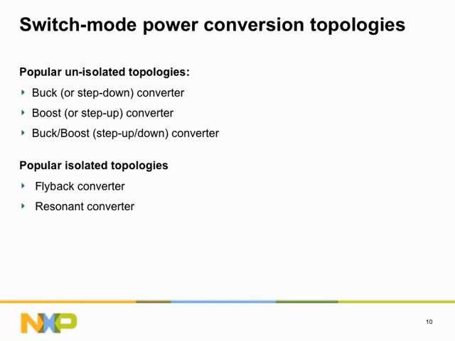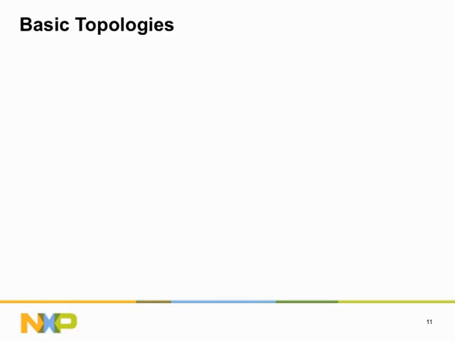Unisolated SMPS circuits do not implement a galvanic isolation between the AC mains and the output voltage or current. For that reason, the output of an unisolated SMPS is not touch-safe. And the same is true for the application that receives its power from the unisolated SMPS. Isolated SMPS circuits do implement the galvanic isolation. Therefore, the output of such a converter is touch-safe, and so is the application that is hooked up to the isolated SMPS. Let's have a look at the three elementary unisolated switch mode topologies.